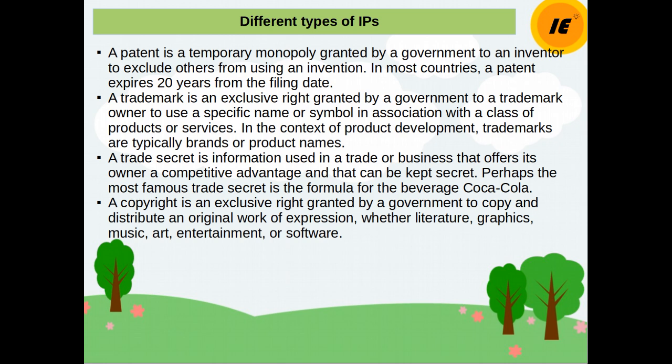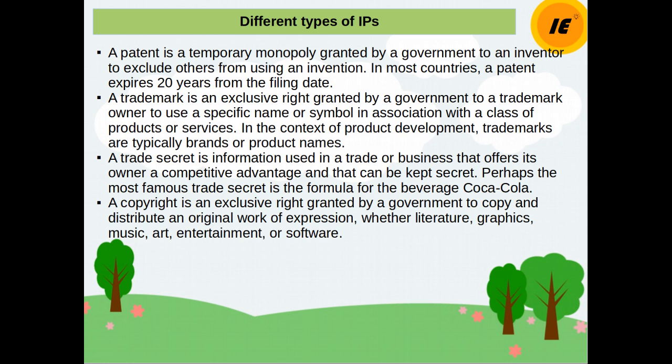Third category of IP is trade secret. A trade secret is information used in a trade or business that offers its owner a competitive advantage and that can be kept secret. Perhaps the most famous trade secret is the formula for the beverage Coca-Cola. That I don't know what that means. Anyway, so trade secrets are not really relevant for us.